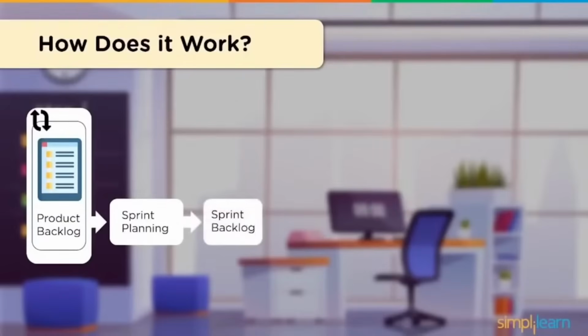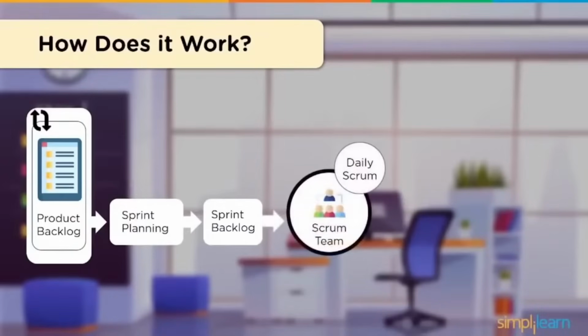Next, the tasks that were discussed in the previous phase are added to the sprint backlog. This is a set of tasks which will be focused on in the ongoing sprint. Following this, the Scrum team, which is usually 5 to 9 members strong, will work on these tasks. Now they also have regular Scrum meetings where they talk about their victories, the issues they face, and what they plan to do in the next 24 hours.